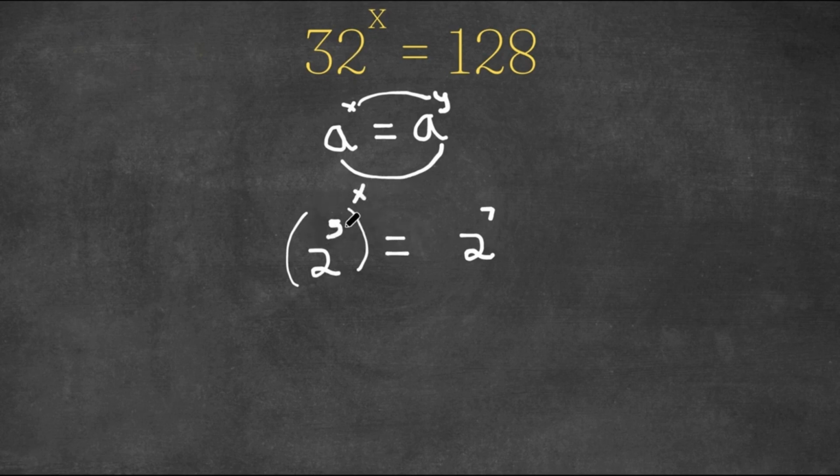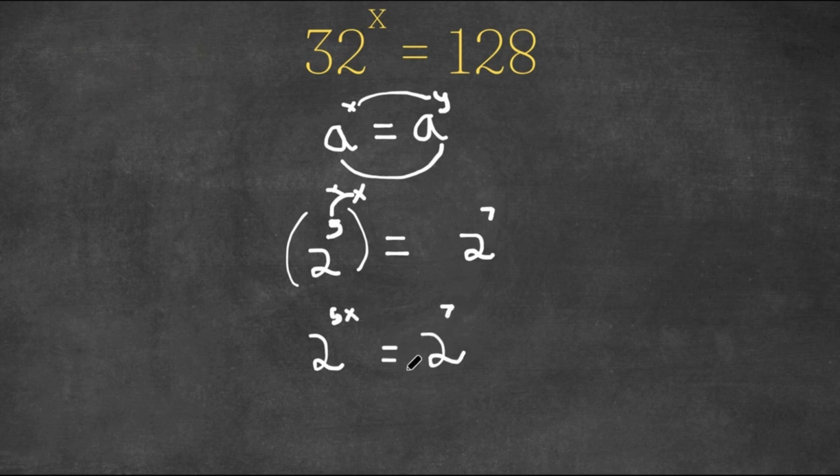Now, when we have something like this, we multiply the exponents, because 2 to the power of 5 to the power of x is the same thing as 2 to the power of 5 times x. And 5 times x is 2 to the power of 5x. And this equals 2 to the power of 7 still.